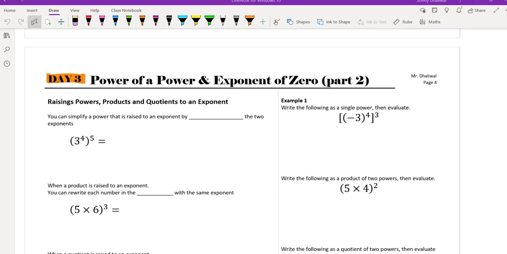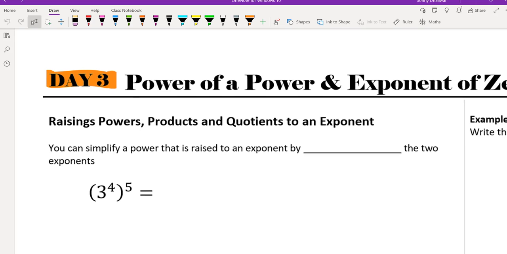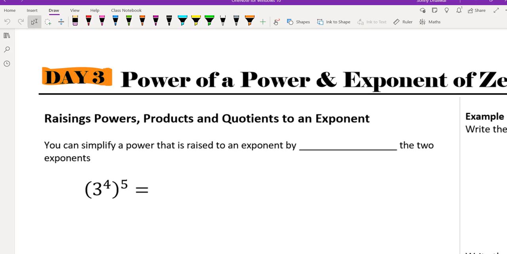So today we're going to look at the second to last rule for exponents. We looked at how to multiply exponents and how to divide exponents. Today we're going to look at the situation: what if your exponent has an exponent? How do we combine this to make a single power? This is called power of a power.